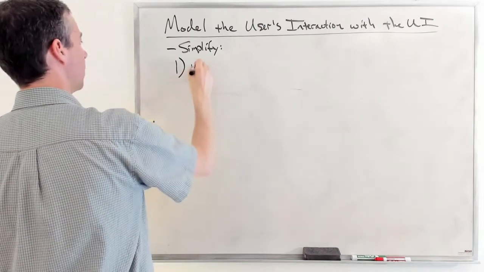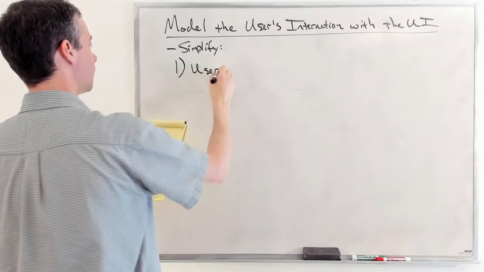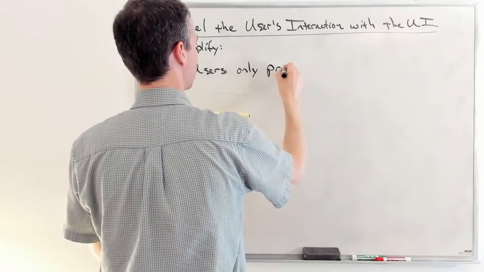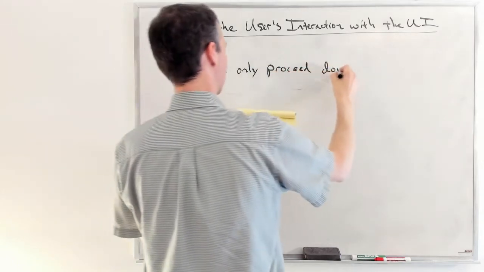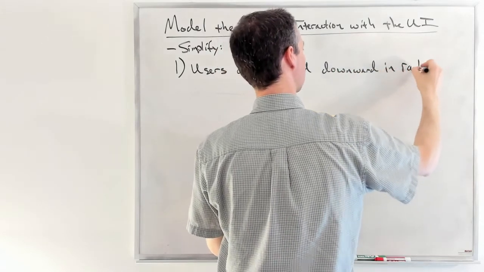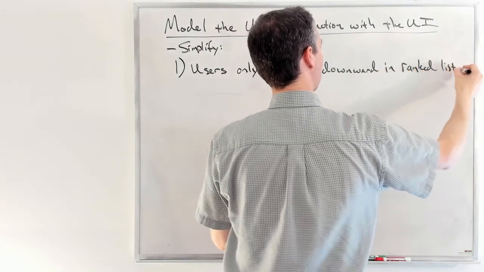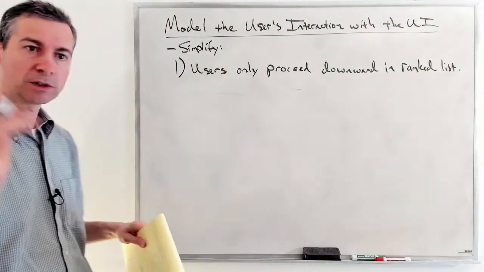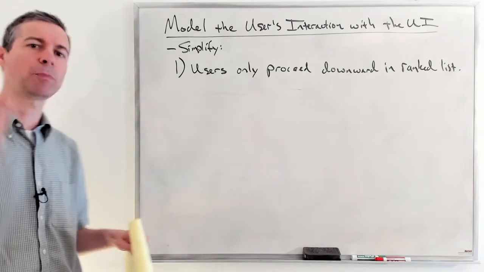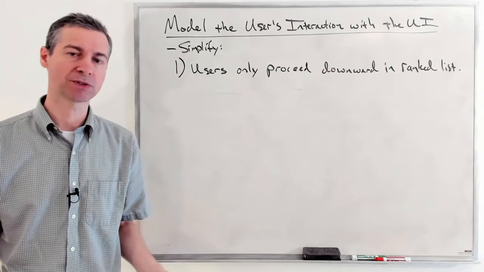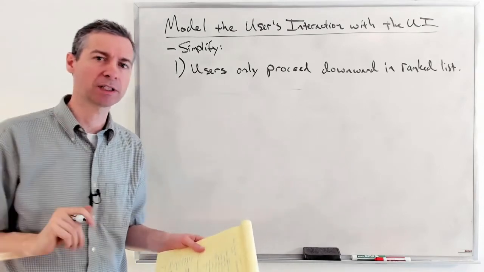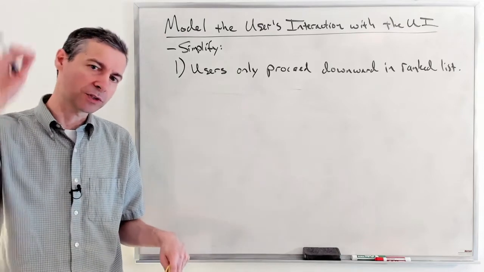model made. All right, so our first thing to think about in our user model is that users only proceed downward in the ranked list. So we give them a set of search results. They're only ever going to work down. We're never going to see them decide, I'm going to go up and click on that one again, maybe, or I know I skipped that result, but I've changed my mind and I'm going to click on it now. They're going to just work straight down.